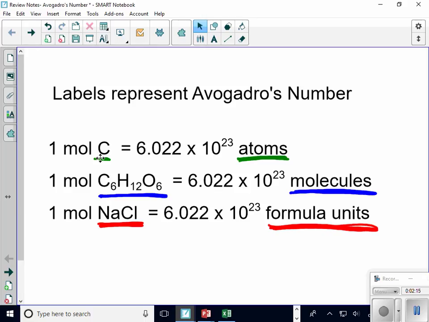Okay, the latter two are depending on what? How they are bonded together. And if you remember, a couple of units ago, we talked about bonding. Okay, we talked about bonding. Is that clear with the labels?